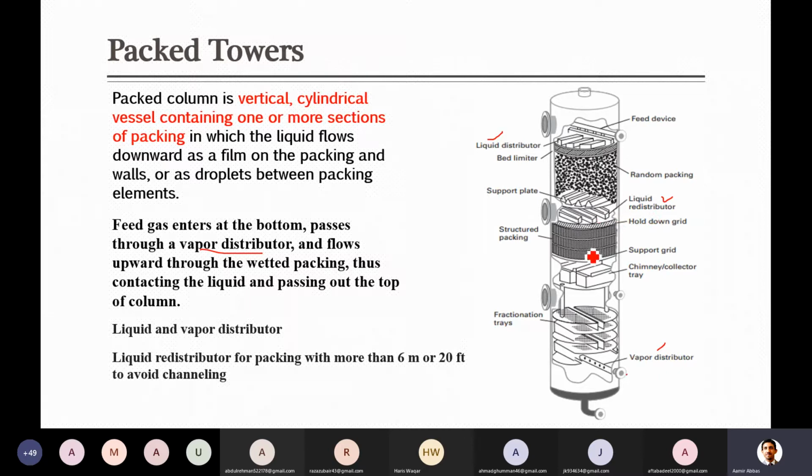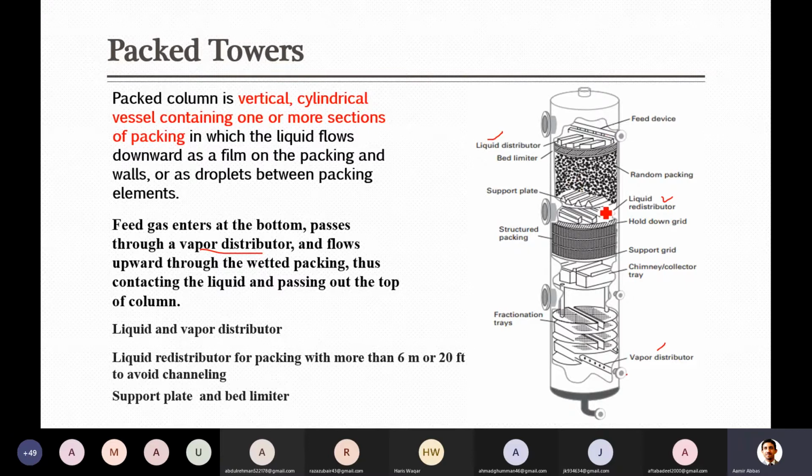Then there are something called support plate and bed limiter inside this. Support plate, as its name indicates, is where there will be packing, we have to support that packing on some surface. That can be in the form of a mesh. Somehow you install a mesh or a screen which contains some holes, and on that surface the packing structure can be placed.